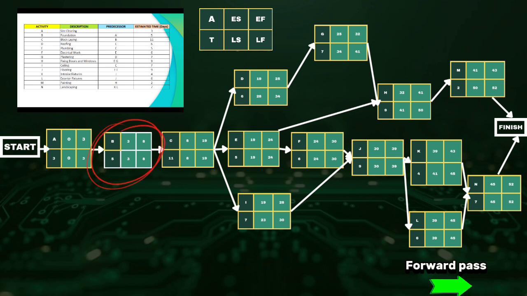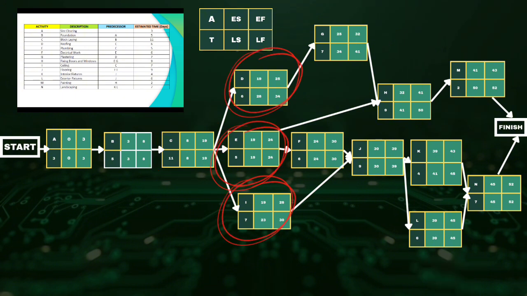Next is activity B, which needs activity A to be completed before it can start. Since the earliest finish for A is 3, then the earliest start for activity B is 3, so 3 plus 5 is 8. For activity C, 8 plus 11 is equal to 19. On the other hand, activities D, E, and I are connected to activity C, so their earliest start is 19.